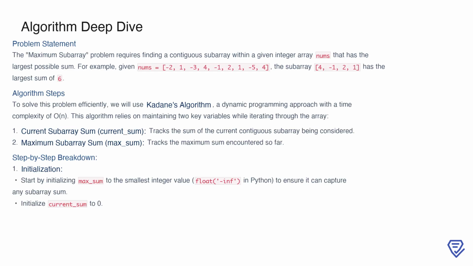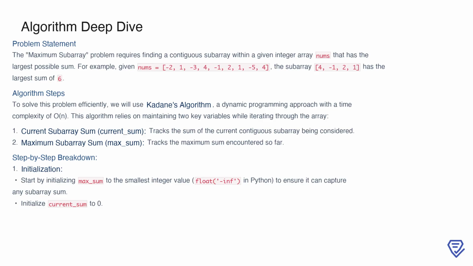The maximum subarray problem asks us to identify a contiguous subarray within a given array nums that has the highest possible sum. For instance, in the array -2, 1, -3, 4, -1, 2, 1, -5, 4, the subarray 4, -1, 2, 1 yields the largest sum, which is 6.